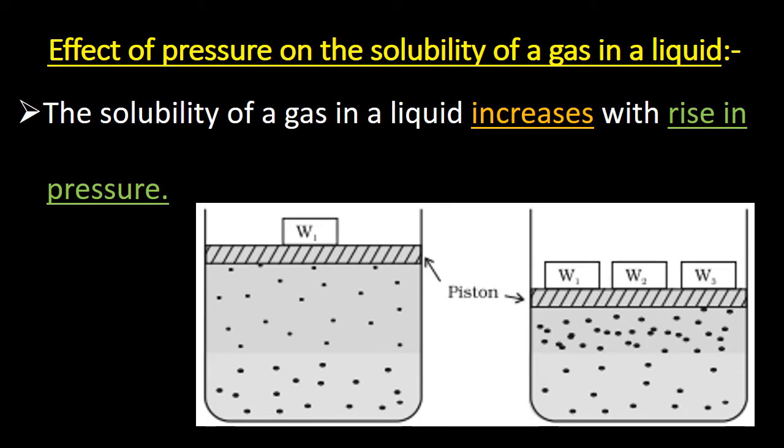Effect of pressure on the solubility of a gas in a liquid. The solubility of a gas in a liquid increases with rise in pressure. You can see in the following diagram. On applying pressure on the surface of liquid containing gas, there will be increase in the solubility of a gas in a liquid.